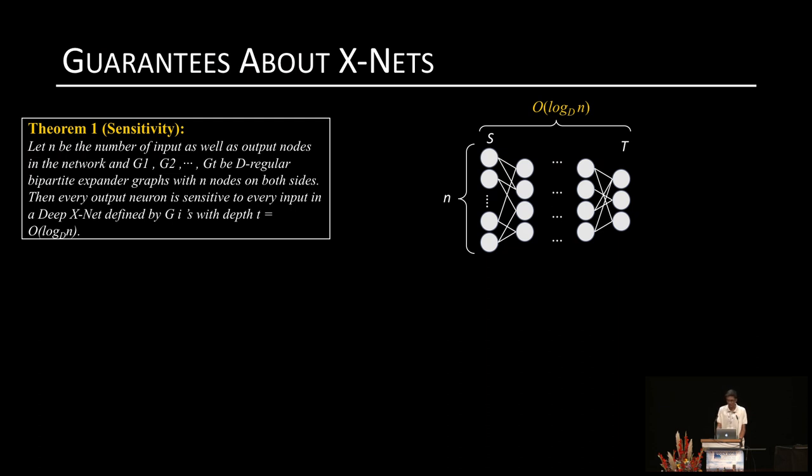Let us now look at two interesting properties of the expander network that we just made. The first result ensures that if we take a node in a layer, it is sensitive to changes in the layers before it. More formally, if there are n nodes in S, then if you change anything in any single node there, every node in T will be influenced by it, for any T which is order log n base d steps away or more.